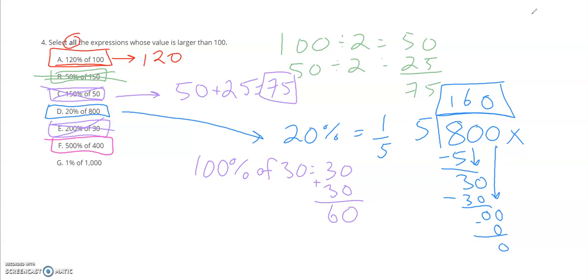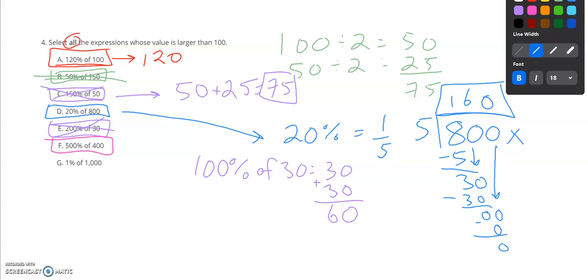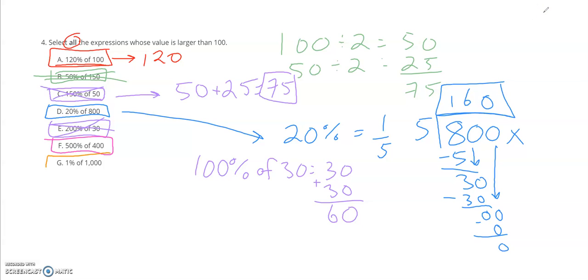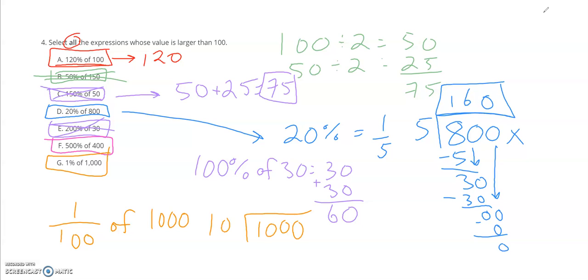1% of 1,000. Remember that we talked about how to find 1%. 1% is 1/100th of 1,000, which means we have to do 1,000 divided by 100. 100 does not go into 1. 100 does not go into 10. 100 goes into 100 one time.